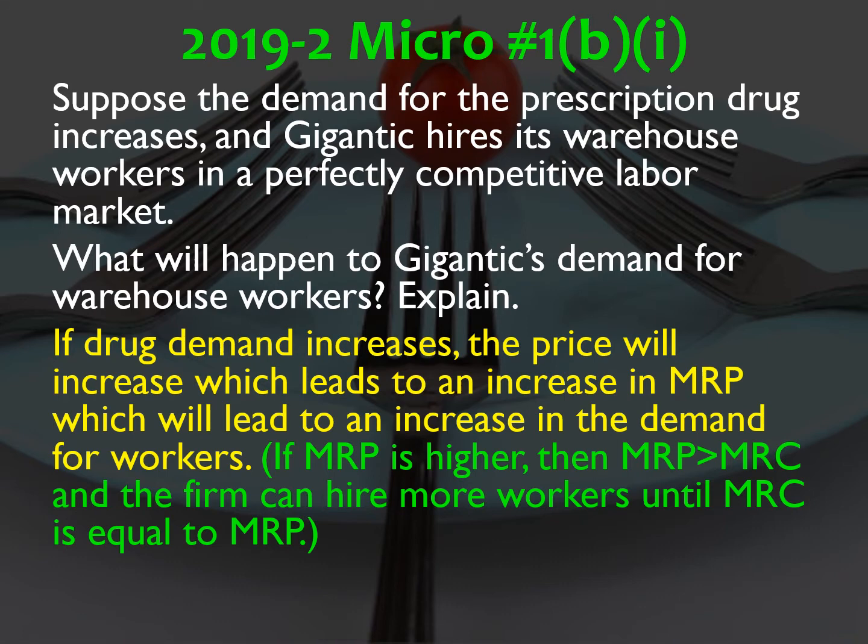So the price of the drug will increase, which will also lead to an increase in MRP, which will in turn lead to an increase in the demand for workers. So you can express it that way, or you can frame it in terms of derived demand. If MRP is higher, then MRP is now greater than MRC, and the firm can now hire more workers until MRC is equal to MRP.